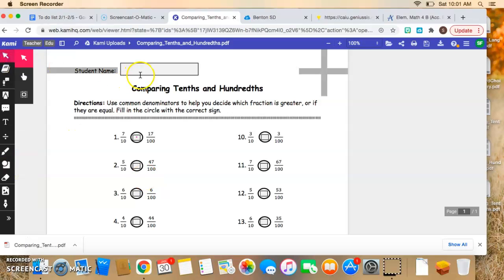So let's just start off by writing our name. Oh boy, there we go. And let me erase this, there we go.